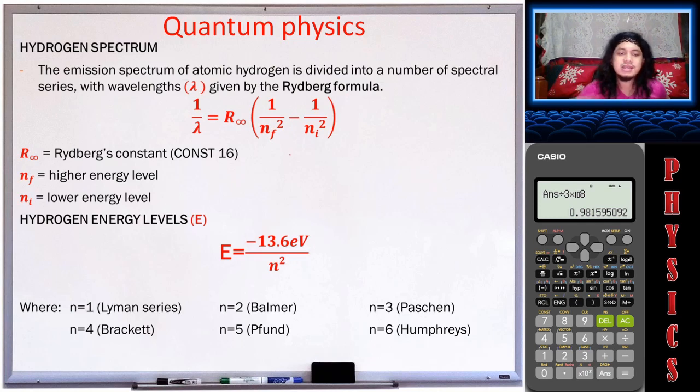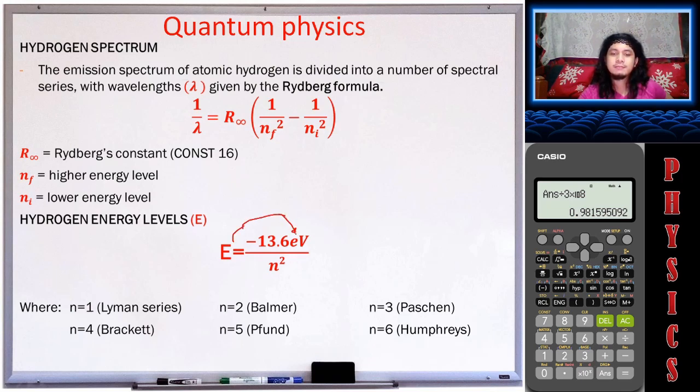What is nf? It is the higher energy level, and ni is the lower energy level. Sir, saan nakukuha yan? Bibigay naman siya, sasabihin naman kung saan siya nanggaling at saan pupunta. Mamaya, meron tayong problem na involve yan. And last, we have the hydrogen energy levels. The formula: energy is equal to negative 13.6 electron volt over n squared, and the unit of E here is electron volt.